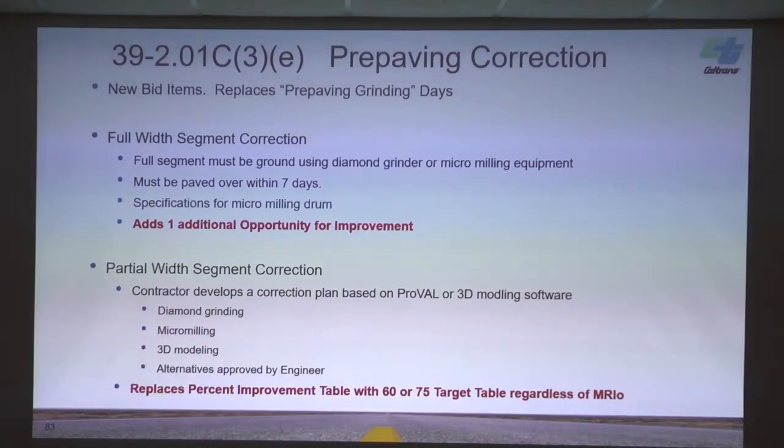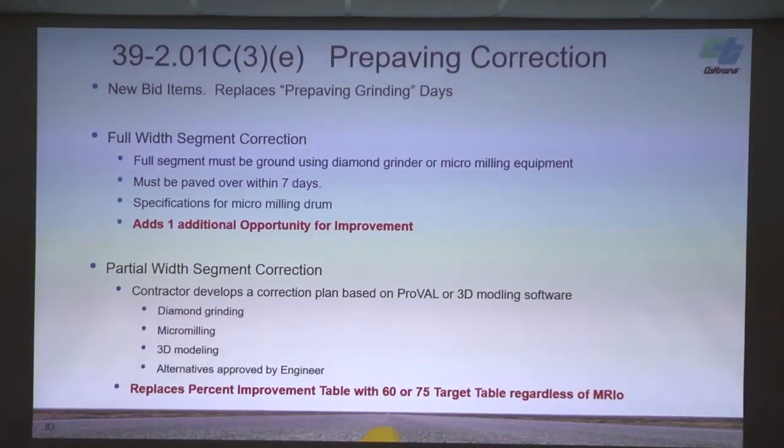The spec says they have to pave over it in 7 days. So if you use this item, your district's got to be okay with running traffic on a cold plane surface. This is a micromilled cold plane surface, which is different than a regular cold plane surface. There's less likelihood of windshield damage, but there's still a chance. And there are specifications for the micromilling drum. So we're using the same specs as the cold planing specs for the construction part of it.